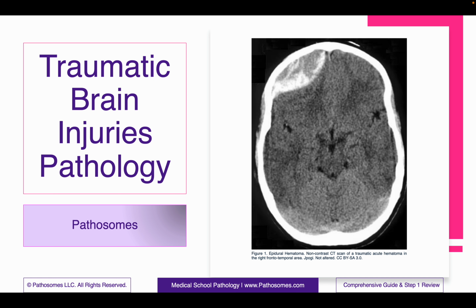What's going on in this image here? A hematoma, correct? And do you know which type? Yes, an epidural hematoma. And you know that without reading the caption because it has the classic lenticular shape, correct? Right. See, I know you're smart. We're going to be talking about traumatic brain injuries pathology.